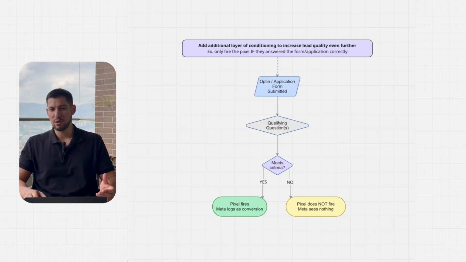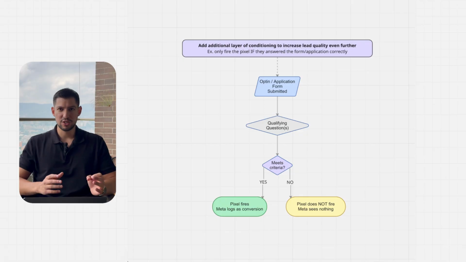Same thing with the selective firing of the pixel. If out of every 100 leads, you're only firing back 50 that are actually qualified, then the same thing happens, right? You're giving Meta less data. So you might have a higher cost per conversion, and it might take you longer to exit that learning phase. But that's the trade-off between going for quality over quantity, right?